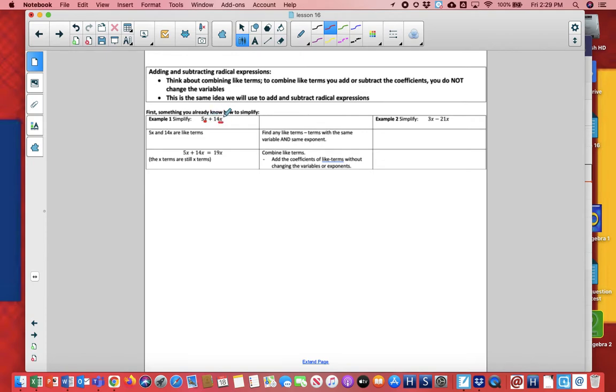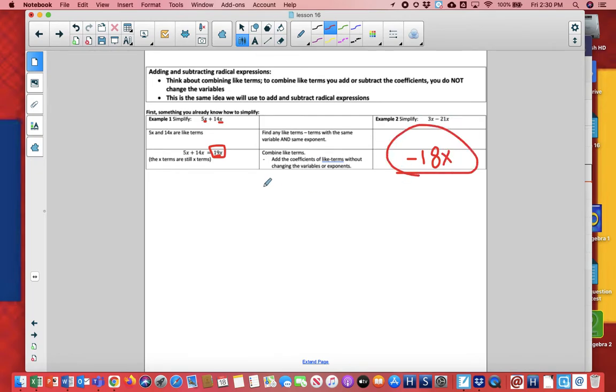So then in that case, what we're going to do is we're going to add the coefficients, which would be 5 and 14, to get 19. And then the variable and the exponent stay the same. So just 19x. So the same thing would be true here. So 3x minus 21x, we would subtract the coefficients, so 3 minus 21 would give us negative 18. And then the variable and the exponent is the same here. It's x, and it's implied to be the first, so we just get negative 18x.